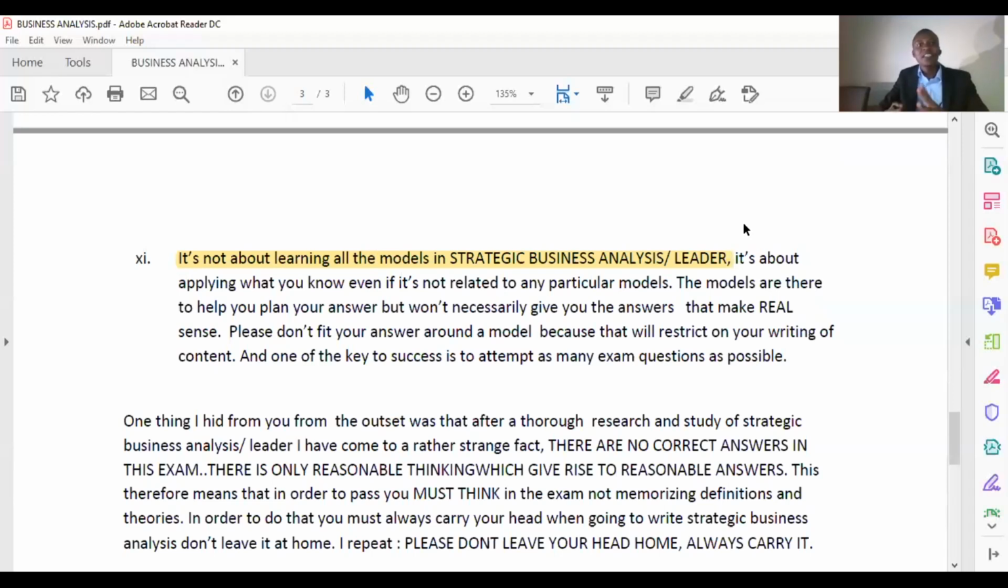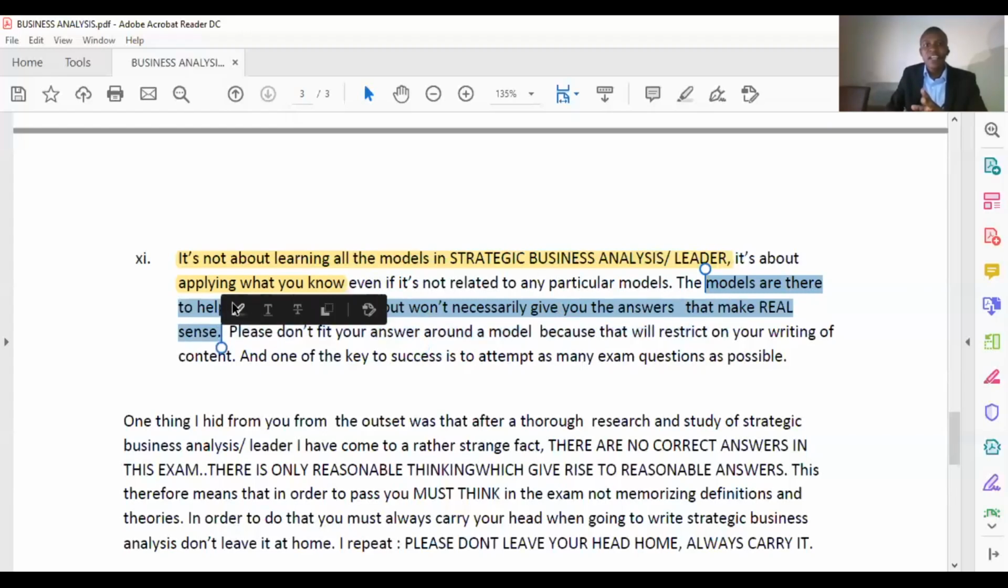This exam is about applying what you know. Please apply what you know, even if it's not related to any particular models. Just apply what you know. Even though that thing you know is not necessarily applicable to or related to a specific model, just apply it. The models are there to help you plan your answer. You must understand that. I've indicated in the PDF, the models are there to just help you plan your answer. But what that means is that they won't necessarily give you the answers that make real sense.